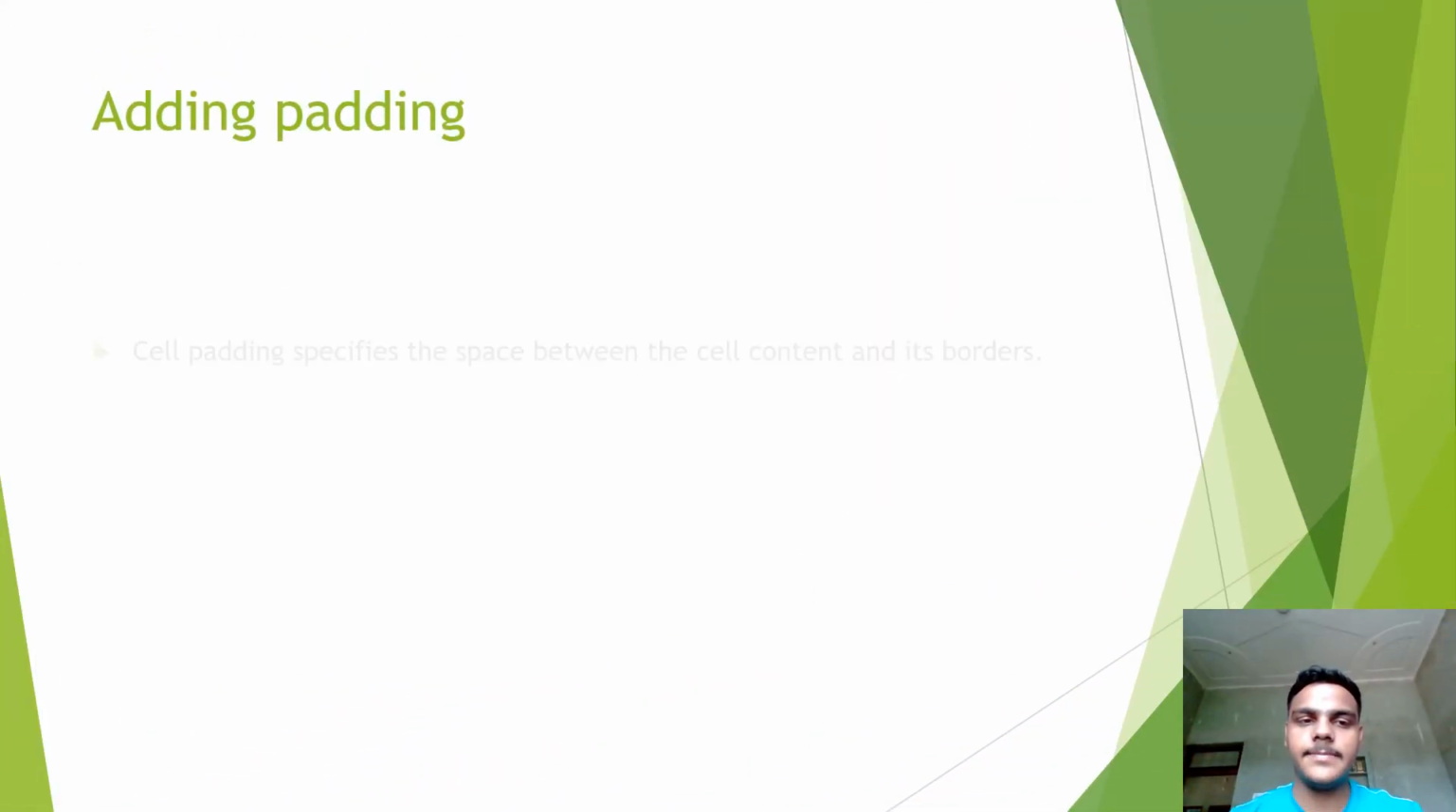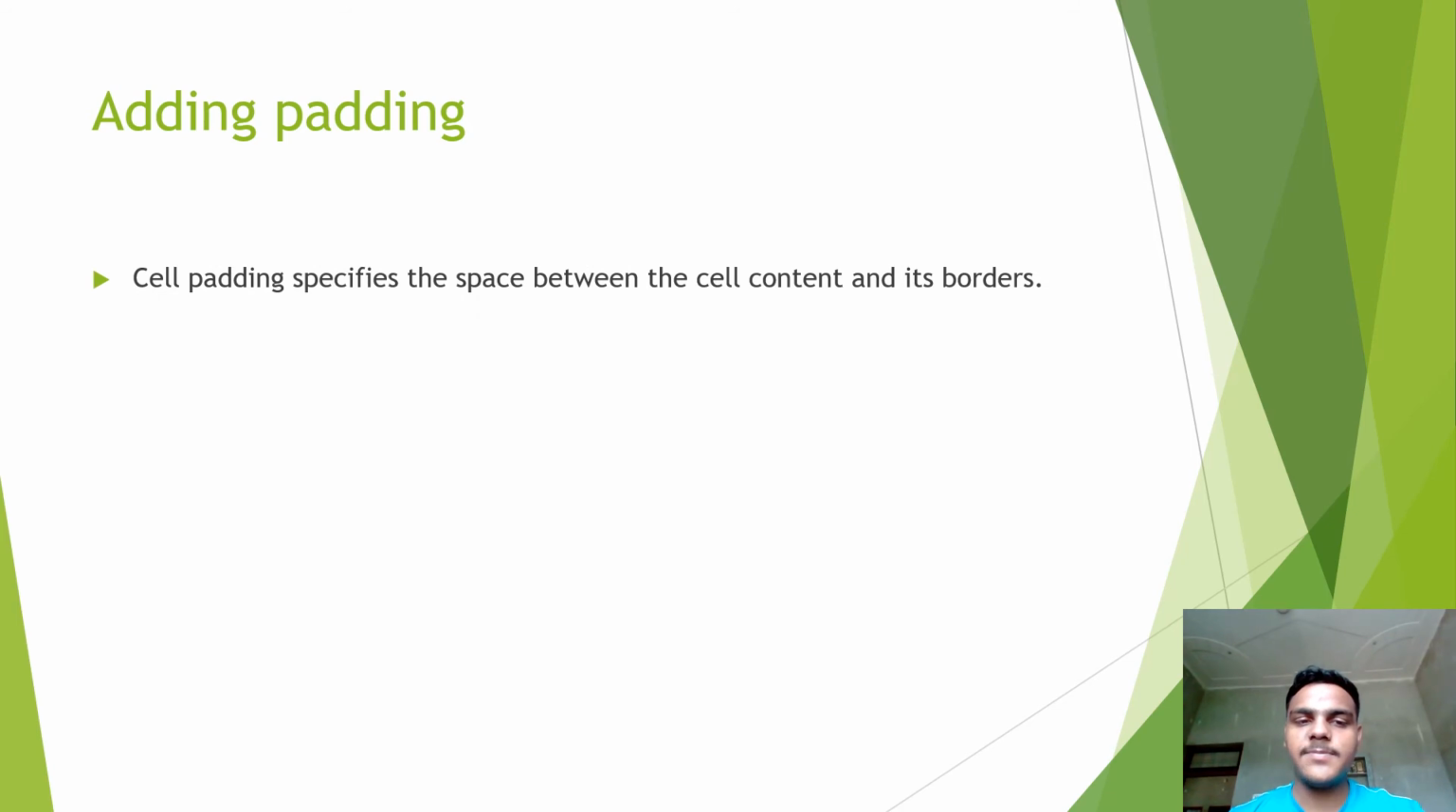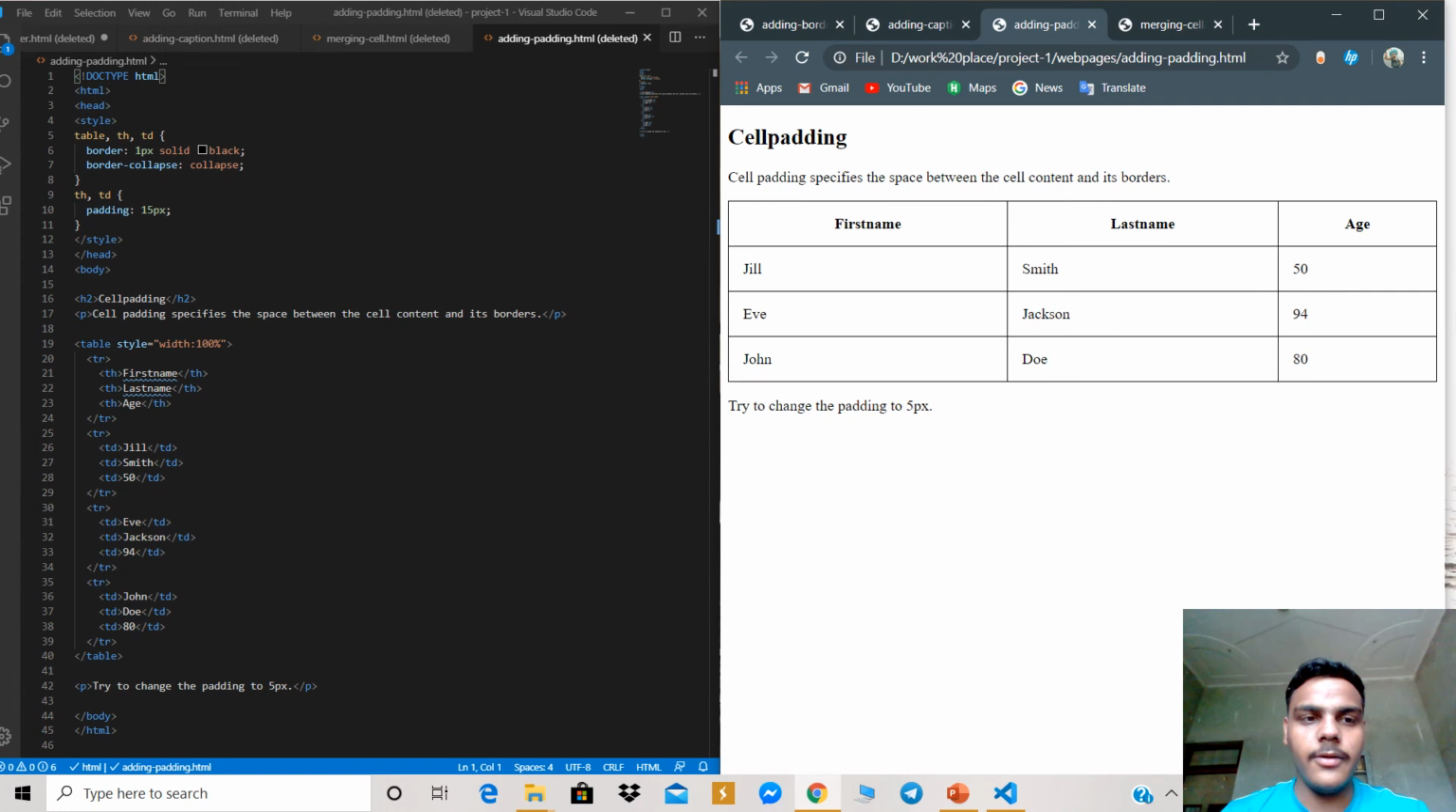Padding in cells. Cell padding specifies the space between the cell content and its border. To set the padding, we use the CSS property padding. Look at an example in which we have used the padding. As you can see, we have used the padding in the cell to make space between the cell content and its border.